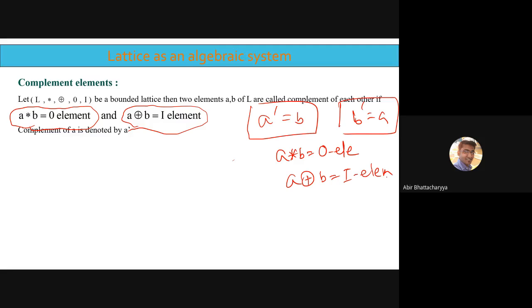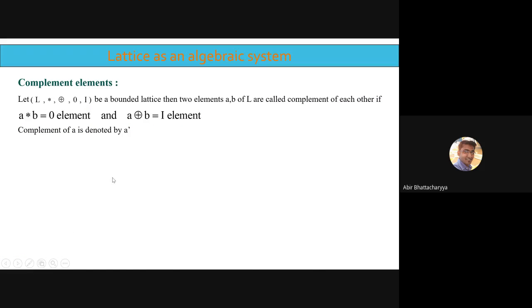You know the meaning of plus circle and star: star means GLB, plus circle means LUB. It depends on the relation what star and plus circle are. So always you have to check this. It is not a single property; you have to check both simultaneously. If one is satisfied and the other is not, then the complement does not exist. To have the complement, we must satisfy these two properties simultaneously.